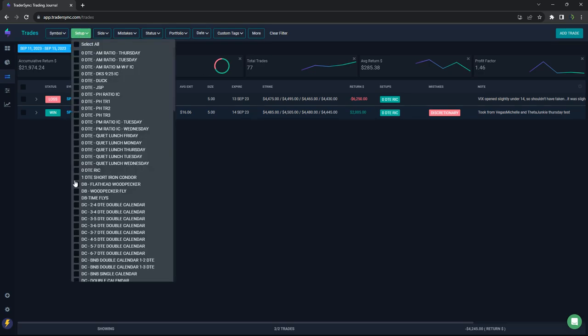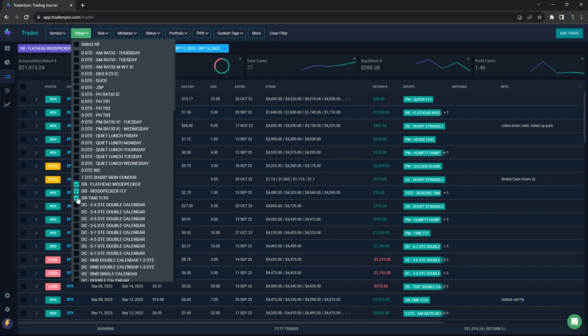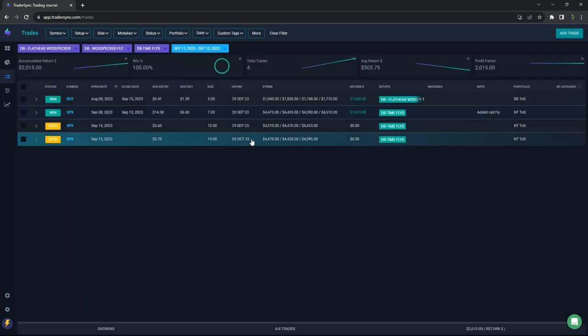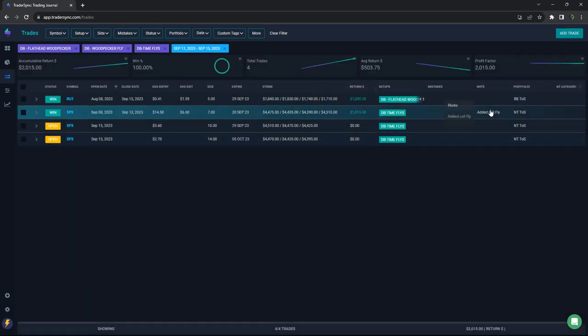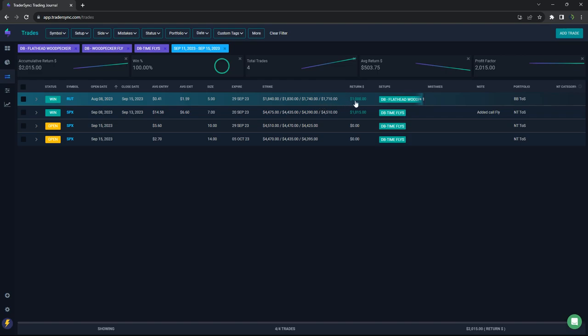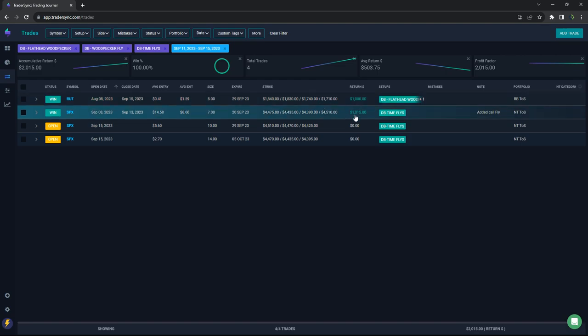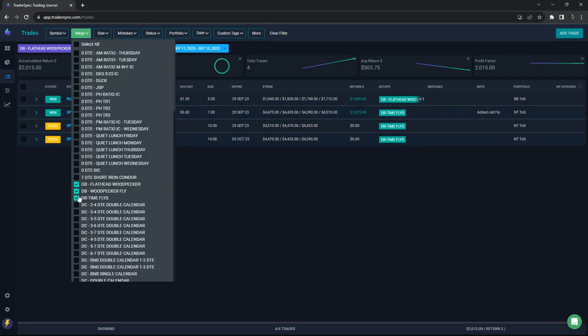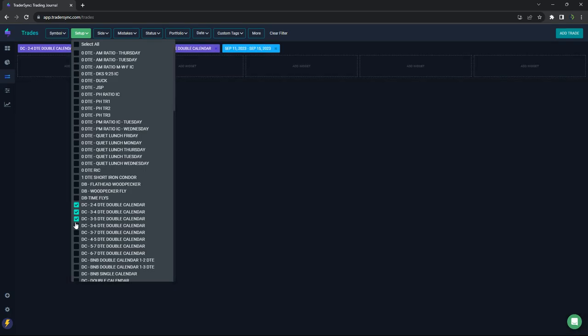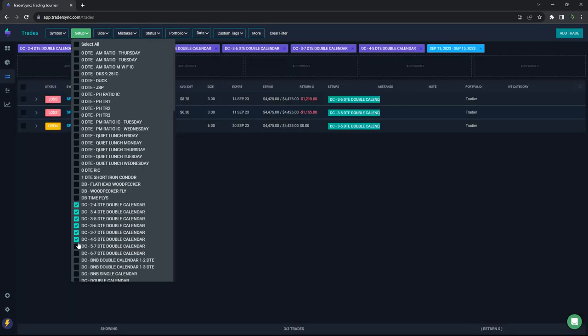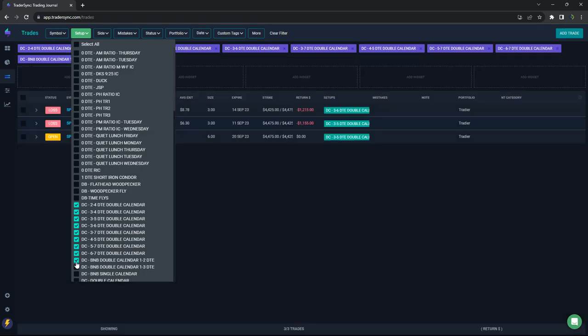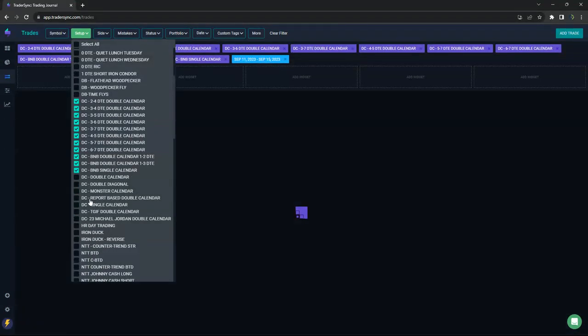All right, so that's all for zero DTE. On the dynamic butterfly front, took a flathead woodpecker off for $1,000 exactly. Time fly off for a little over $1,000, so a couple $1,000 in booked profits on butterflies. Dynamic calendars started off rough with my 3.5 and 3.6, taking those off on Monday morning for losses.